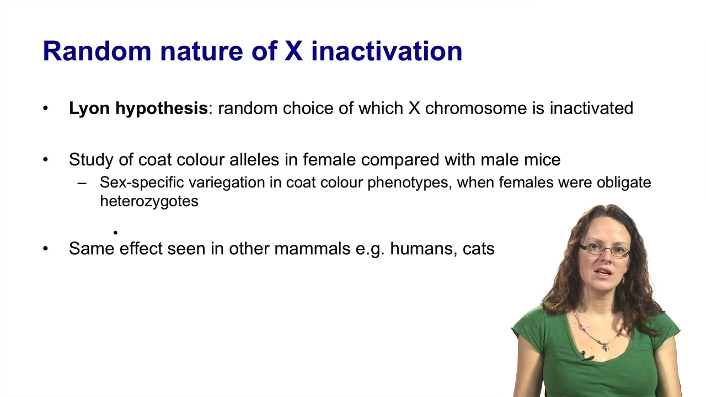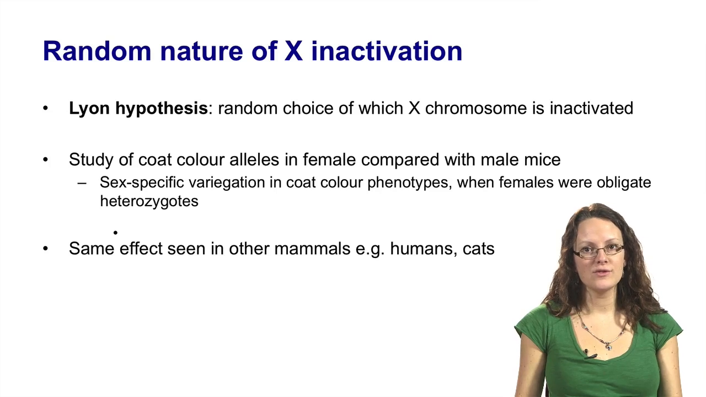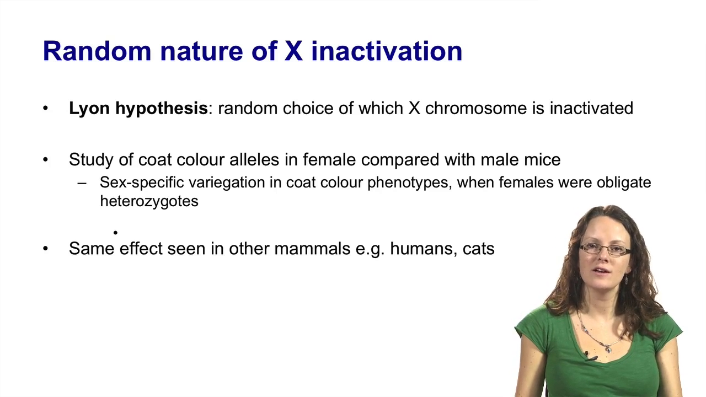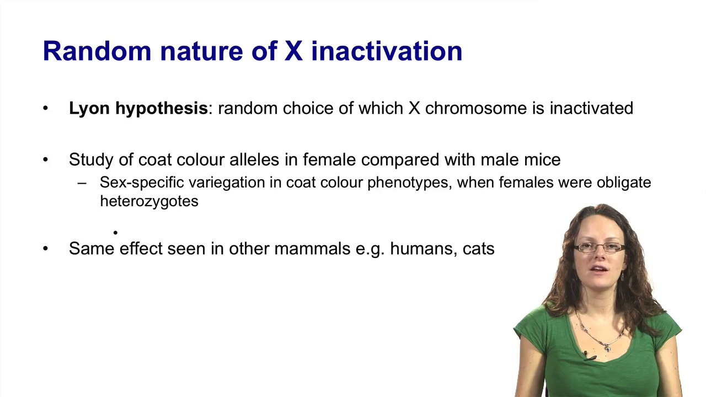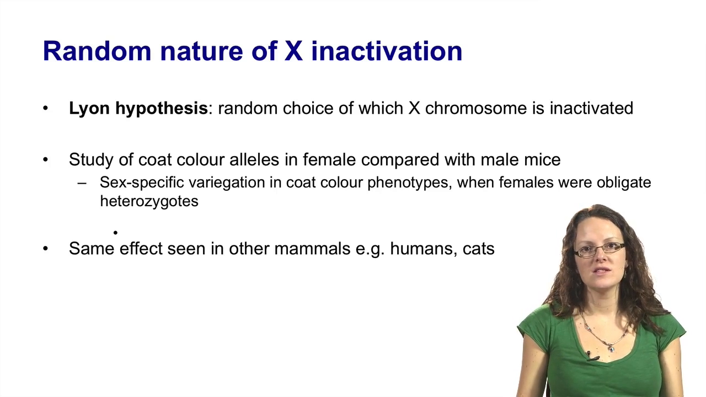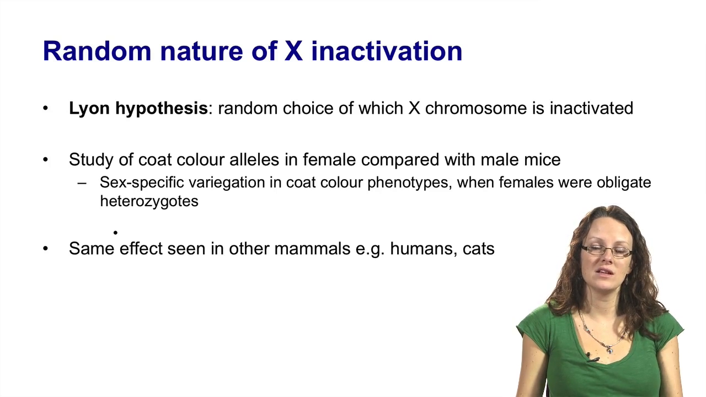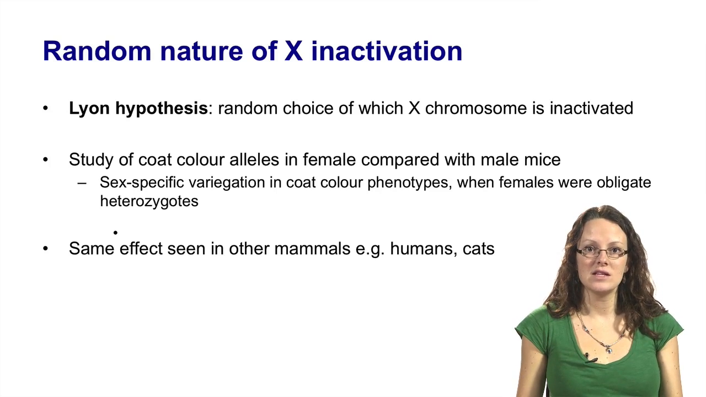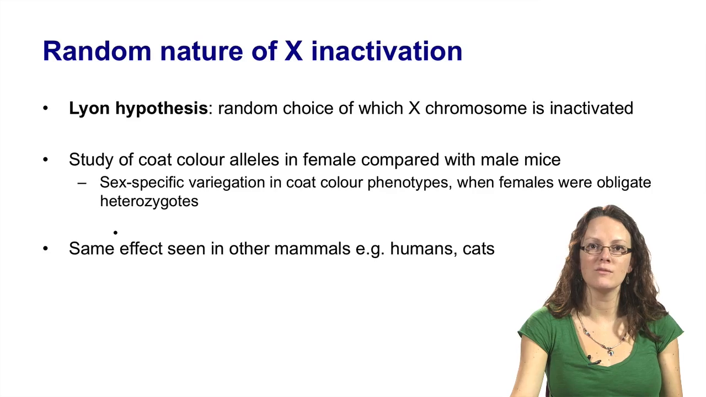And she noticed that if you had females that were obligate heterozygotes, you had to know that they were heterozygous for a particular coat colour allele, then they could have this mosaic or variegated coat colour. But males never showed this variegated coat colour. And of course, the same effect is seen in humans if you're able to see this within the skin colours, and the same thing is seen in cats. I would like to go through the calico cat example again in more detail.